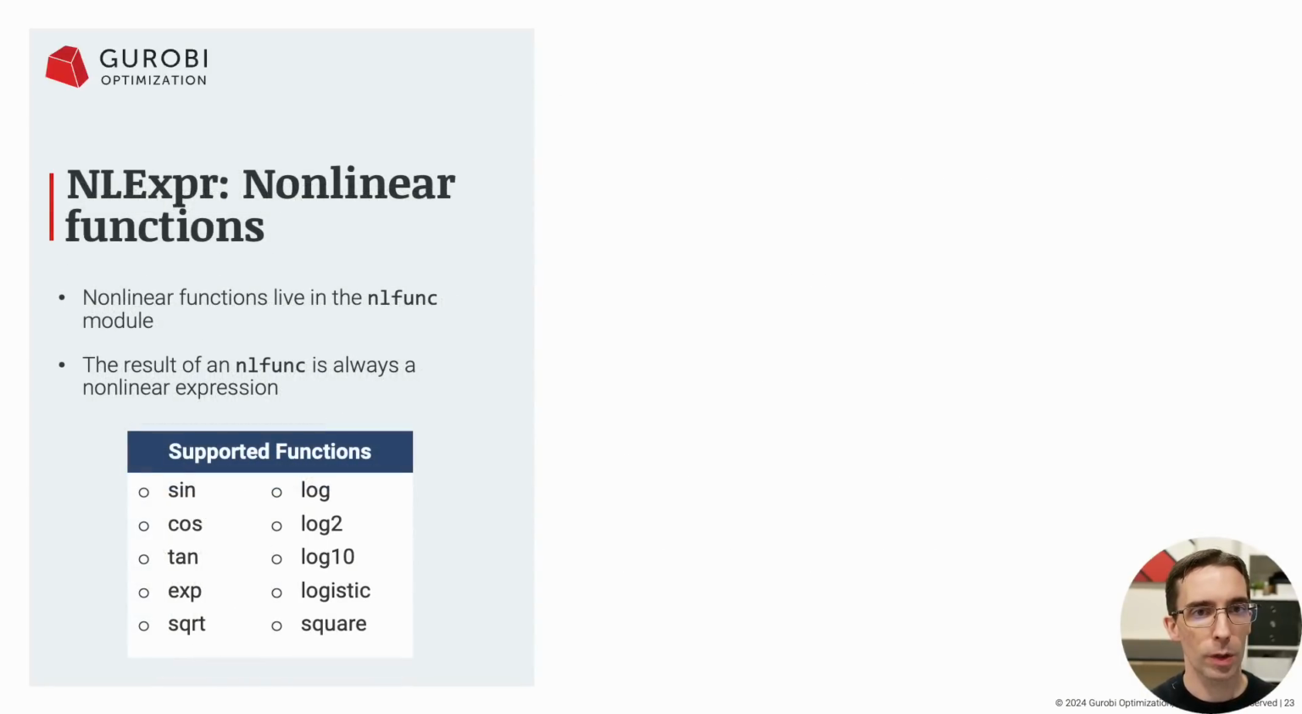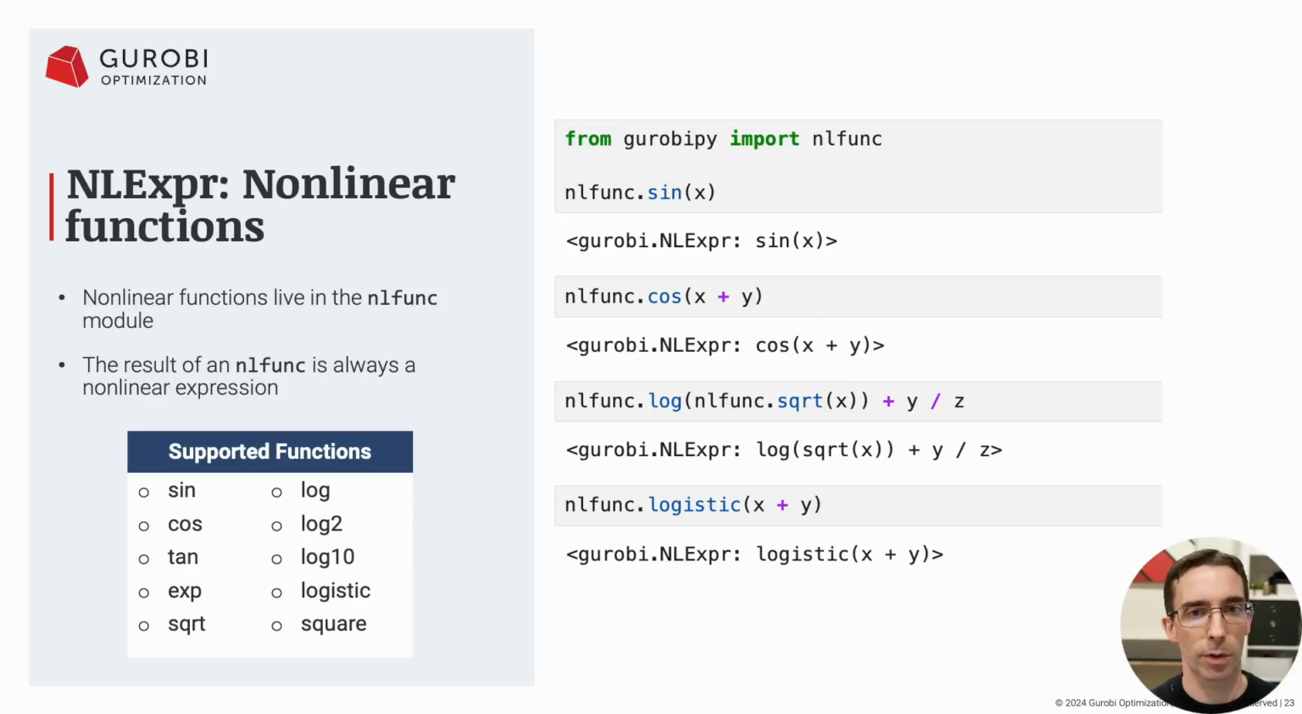Beyond the list of overloaded arithmetic operators on the previous slide, NL expression also supports many nonlinear functions, as listed on this slide. These include several trigonometric functions, exponentials, square roots, logarithms, the logistic function, and the square function. These nonlinear functions reside in the NL-func module of the Gurobi Pi package. This distinction is necessary to differentiate Gurobi's nonlinear functions from similarly named functions in Python. On the right, we see various examples of constructing nonlinear expressions using these functions.